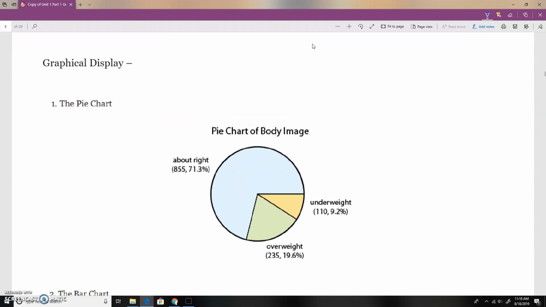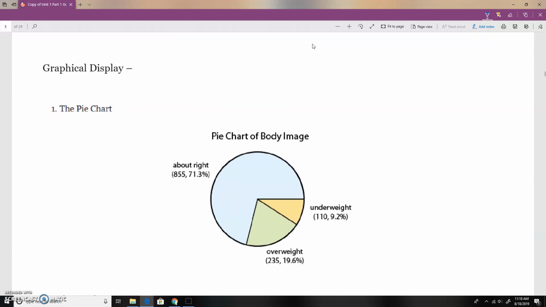We're going to look at taking categorical variables and putting them into a graphical display. Some examples of graphical displays here are pie charts, bar charts. Okay. We're also going to look at pictograms. So here again, pie charts, bar charts, and pictograms. Those are all examples of types of graphical displays that will show us a categorical variable.